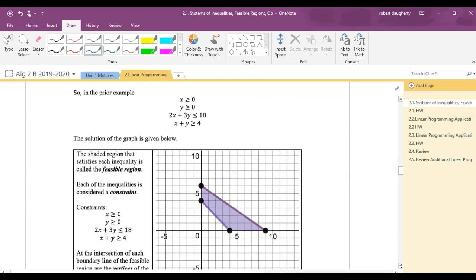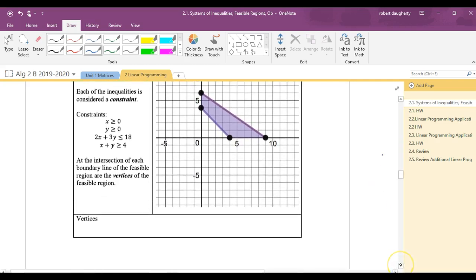This is what we just did. I just wrote it out for you. You did it by hand. This is showing it graphically.